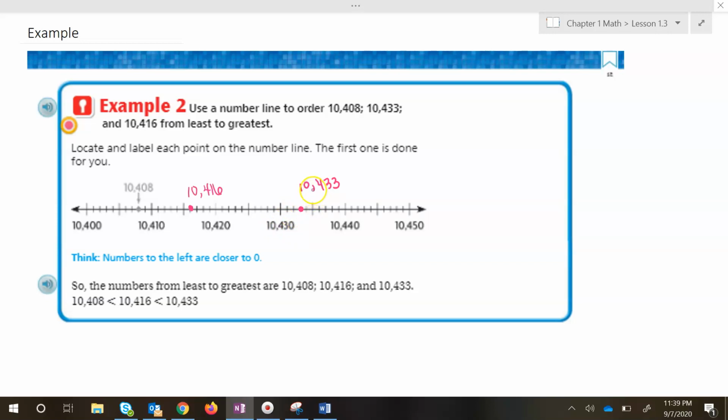We know that 10,433, so we find 10,430, 431, 10,432, 10,433 is right there. Same with this one, as we know this is 10,410, so 411, 412, 413, 414, 415, 416. So that's 10,416. The numbers read from left to right are closer to 0. So these numbers over here are closer to 0 on the number line. So you're going to have to know how to number these using a number line as well. That's just another tool that we can use.